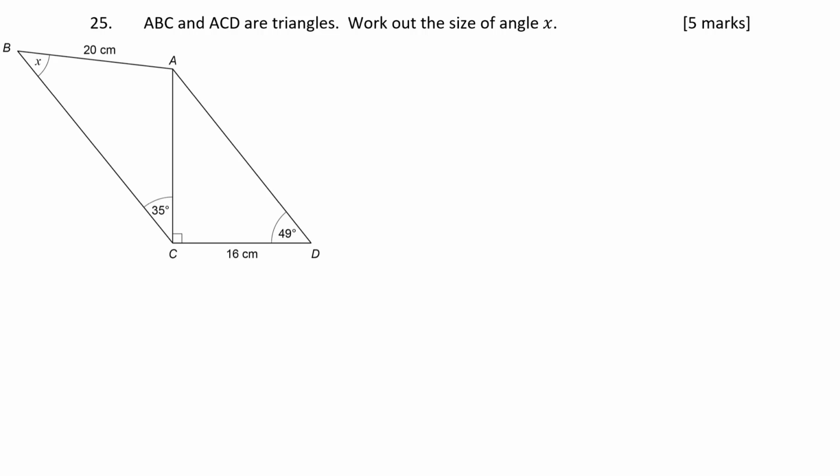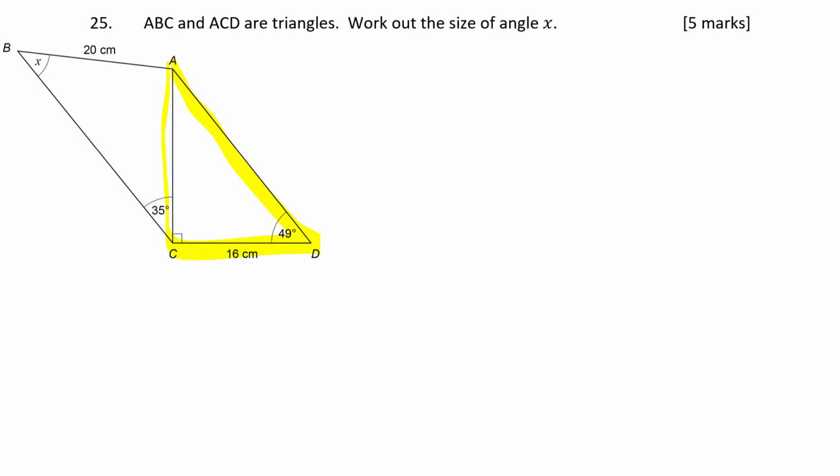Question 25. ABC and ACD are triangles. Work out the size of angle X. Okay, so we've got triangles, we've got sides, we've got angles, so this is going to be something to do with trigonometry. Okay, now we've got a right angle triangle down here.